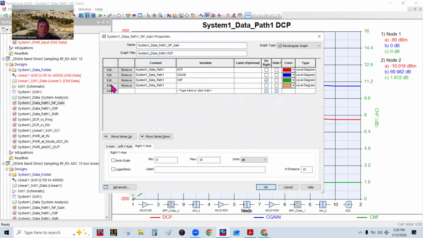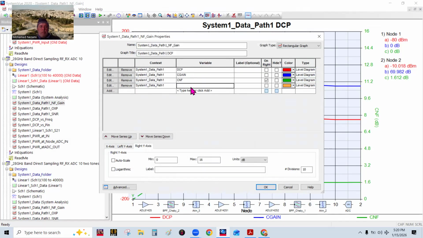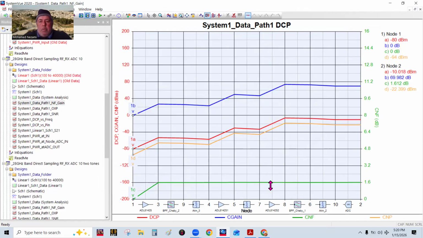So that is basically the carrier noise power. Let me see if that works. Okay, carrier noise power, there it is.